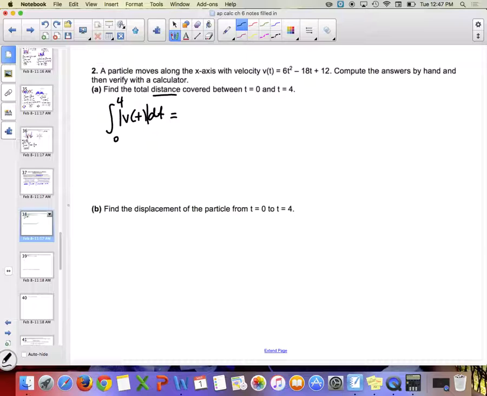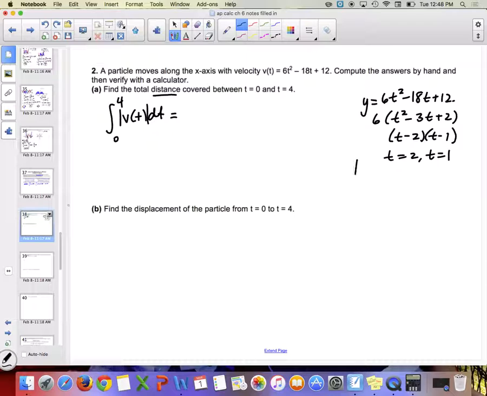Okay, so when we do this, we need to actually graph 6t squared minus 18t plus 12. And the most important points we talked about are the zeros, the x-intercepts. So if you pull out the 6 and factor, you have t equals 2 and t equals 1.